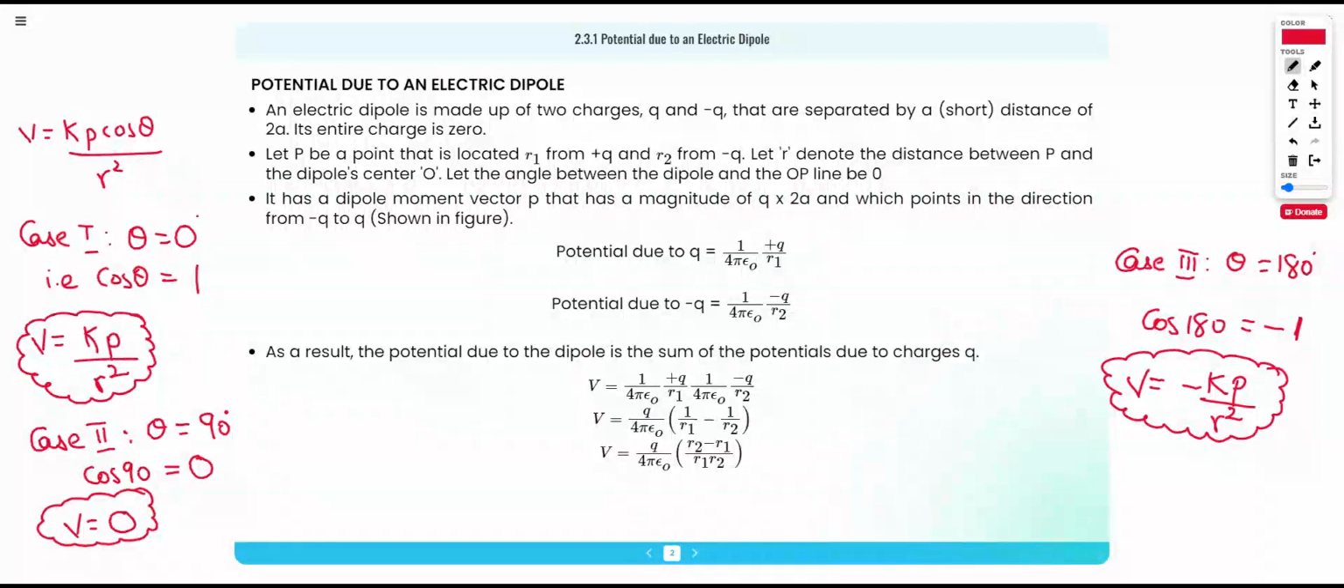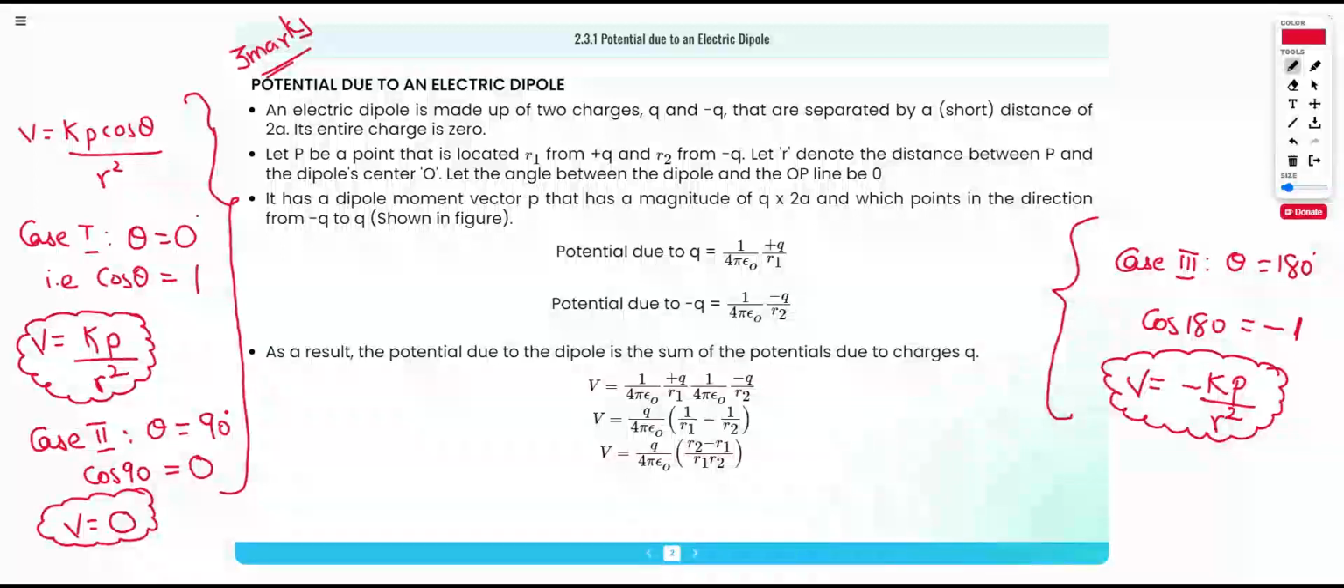So this type of derivation and these cases are expected in your paper. This derivation can be asked for 3 marks, and these types of cases can be asked in MCQ for 1 mark. Now let's move further.